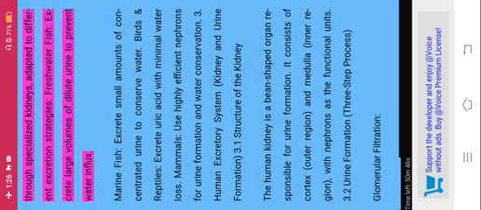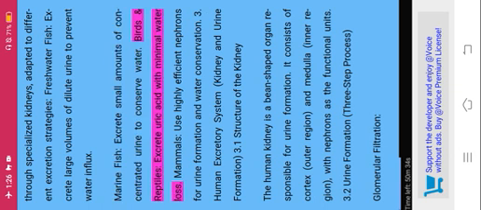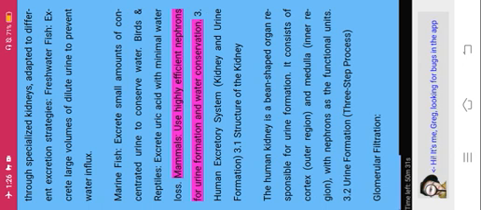Vertebrates excrete nitrogenous waste through specialized kidneys, adapted to different excretion strategies. Freshwater fish excrete large volumes of dilute urine to prevent water influx. Marine fish excrete small amounts of concentrated urine to conserve water. Birds and reptiles excrete uric acid with minimal water loss. Mammals use highly efficient nephrons for urine formation and water conservation.